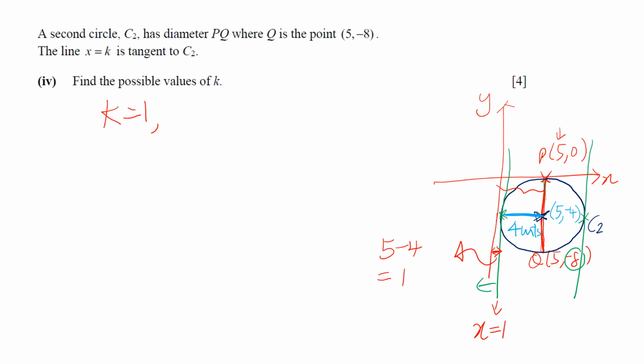That's one possible value. The second value will be, alright, we already know here to here is 4 units. 4 units plus 5 will be 9. So a second possible answer will be x equals 4 units, which is the radius of the circle, plus the 5 units of the point P here. So 4 plus 5 gives you 9. So a second possible answer for k is equal to 9.